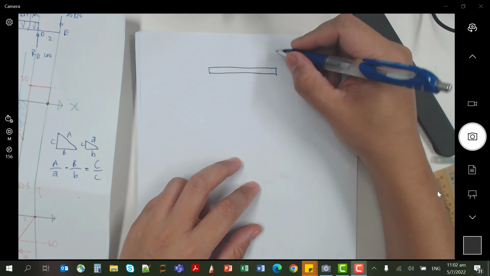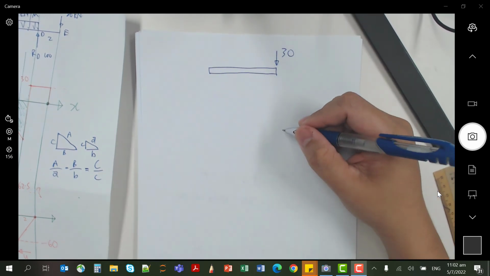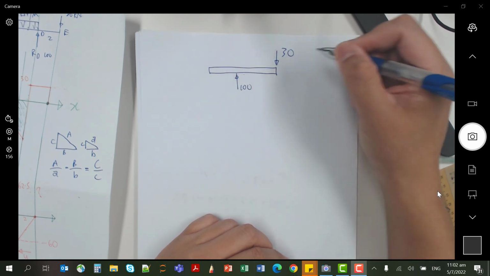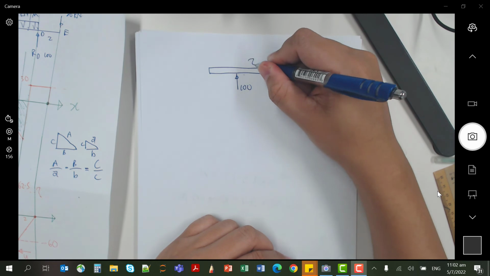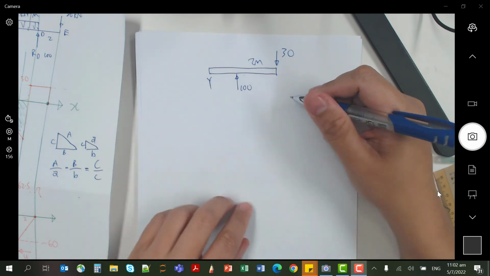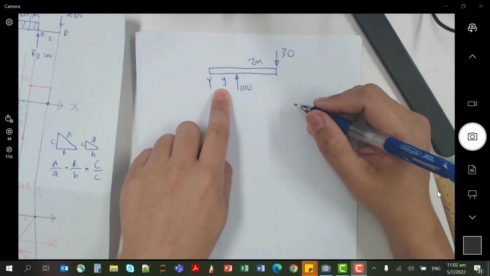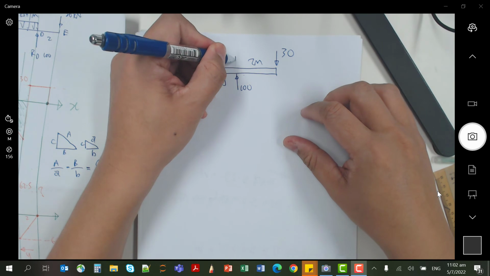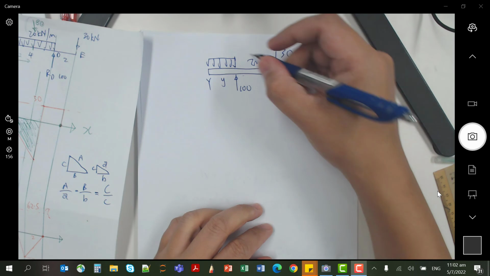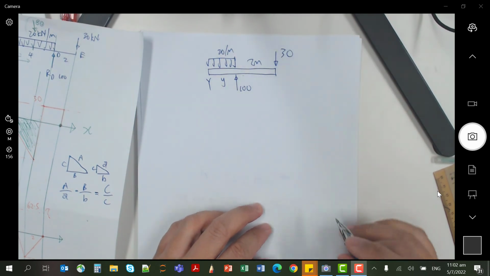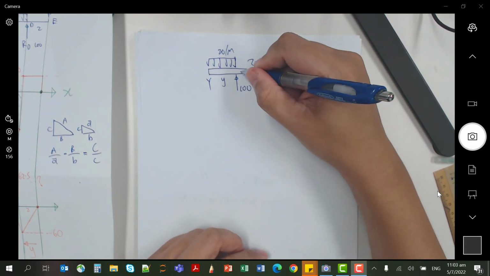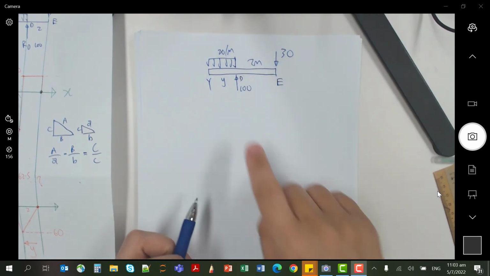Okay, this is E. I have a 30 downward. Okay, D is 100 upwards. Okay, this is 2 meters. Okay, and this is Y. The point where we cut is Y. This distance is Y meters. And your UDL is 20 per meter. Okay, E, D. This is your free body diagram.